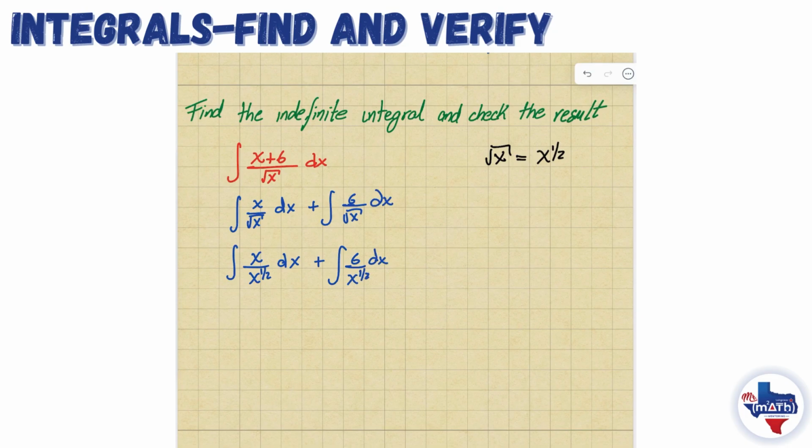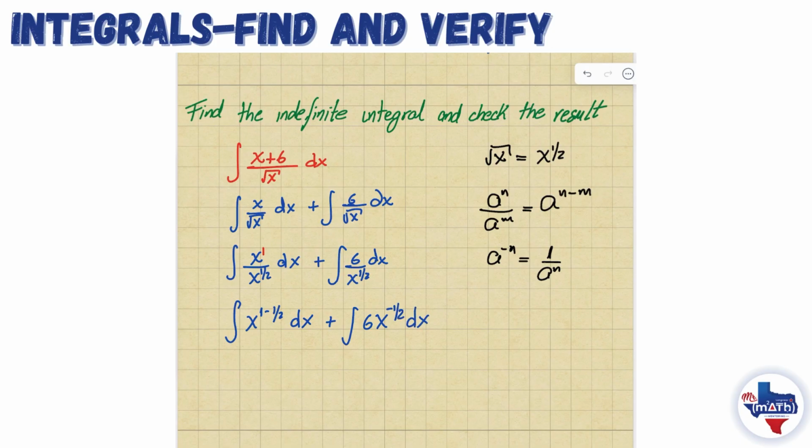Okay, so let's remember another rule that says that a to the n divided by a to the m, if we have the same base, we can keep the base and we can subtract the exponents. In this case we don't see it, but there's a 1 in there, so we'll have the integral of x to the 1 minus 1/2 dx plus the integral. In this case we'll have the other property that says that a to the negative n is equal to 1 over a to the n, and this will be x to the negative 1/2 dx.